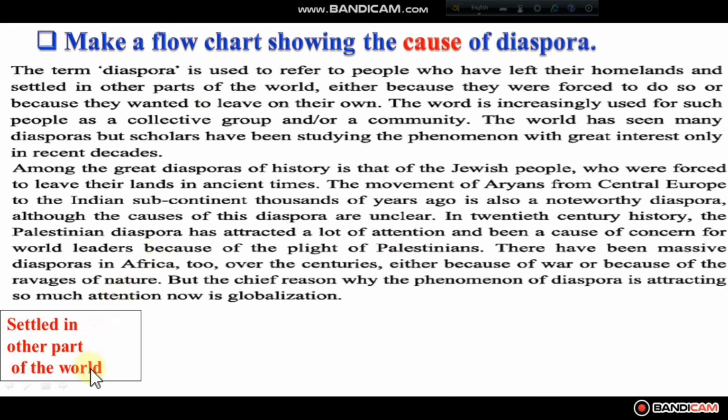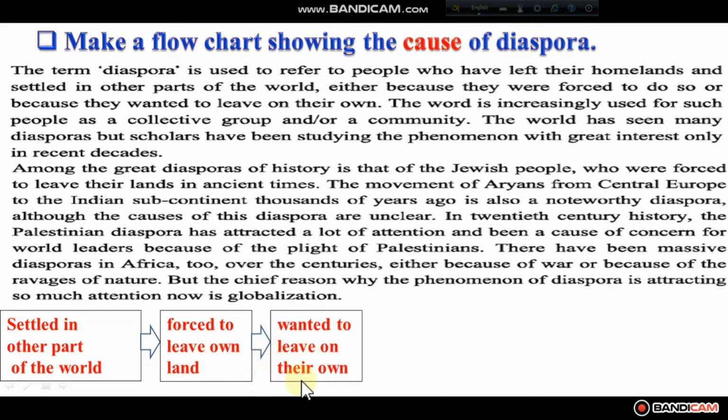Settle in other parts of the world. Okay, here we find written that they left their homeland and settled in other parts of the world, either because they were forced to do so or they wanted to leave their own land. So here we found the two causes of diaspora. One is force, that is, forced to leave their own land. Okay, the other one is that they wanted to leave their own land.